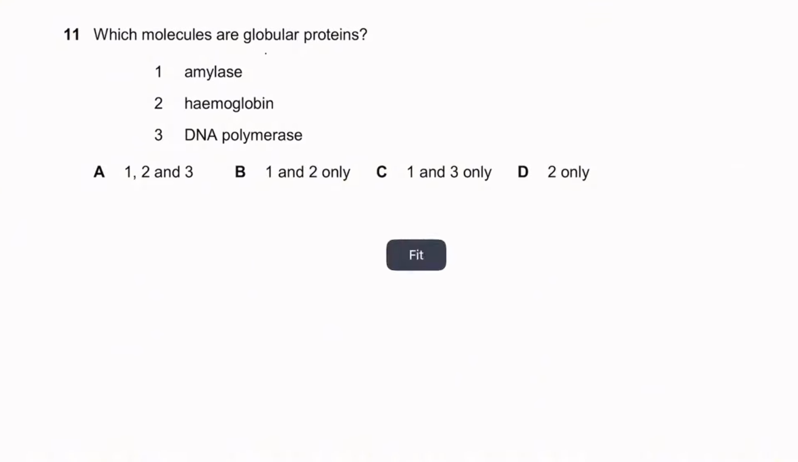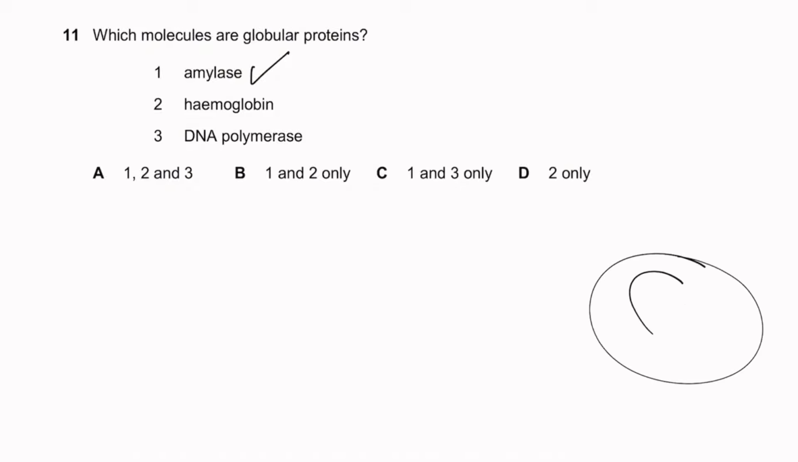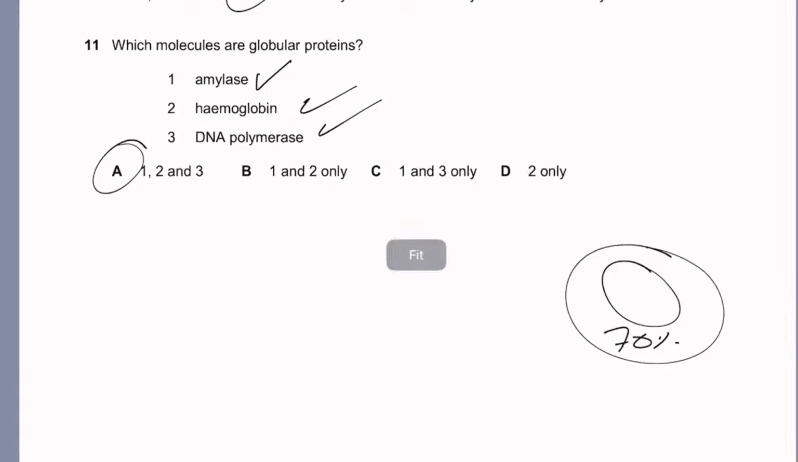Let's see the options. Amylase is an enzyme, it's globular. Hemoglobin is not an enzyme, however, it is a protein that has a tertiary structure. It is hydrophilic because obviously it lives within the red blood cells' cytoplasm. And cytoplasm is 70% water, so it's definitely hydrophilic, and it's definitely ball-shaped, so 2 is also globular. DNA polymerase is also globular, it's an enzyme. 1, 2, and 3 are all globular proteins.